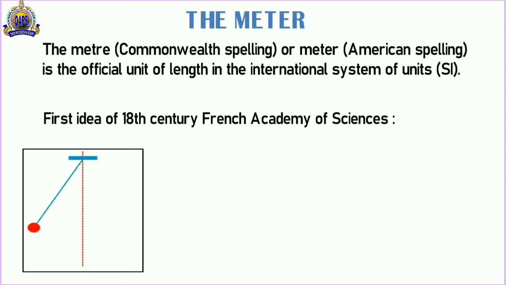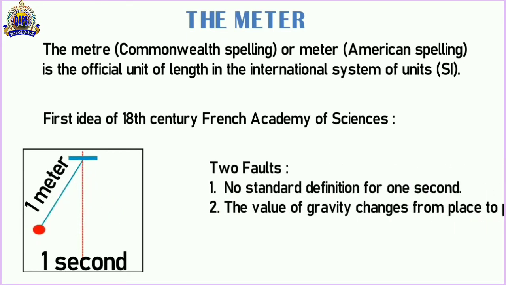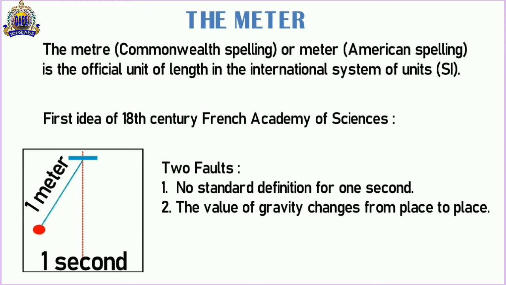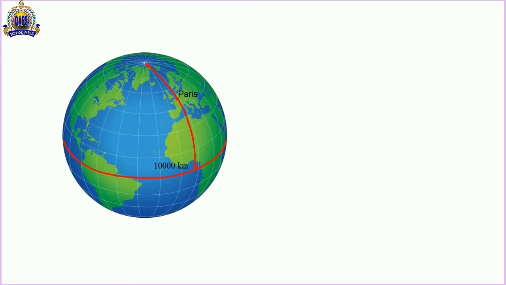Actually they gave a concept about the pendulum, that if we take a pendulum and it takes a time to go from one side to another side, the distance covered in this period was called 1 meter. There were two faults. There was no standard definition for 1 second, and the value of gravity also changes from place to place. So these were two difficulties which they faced.